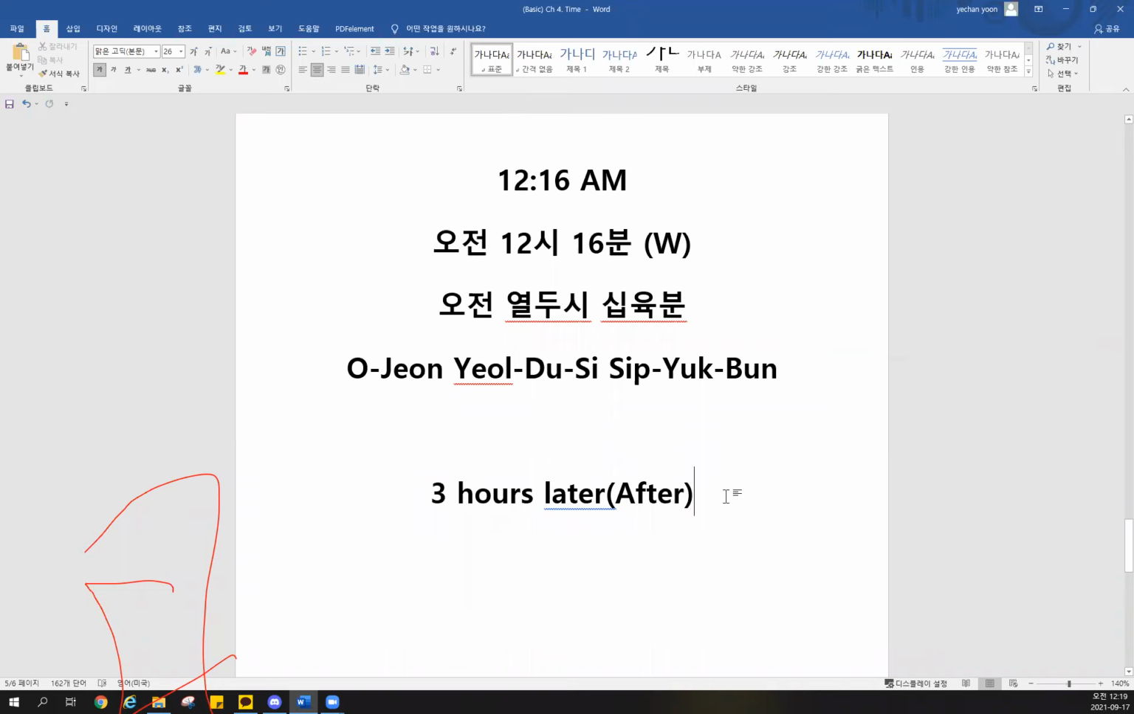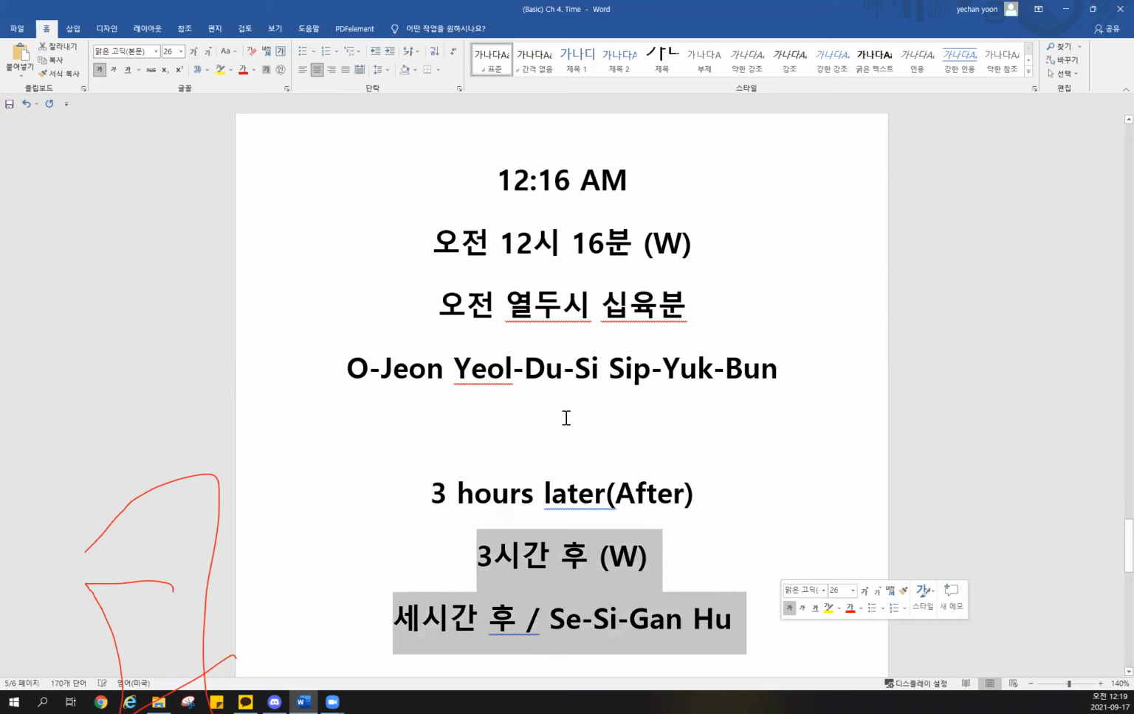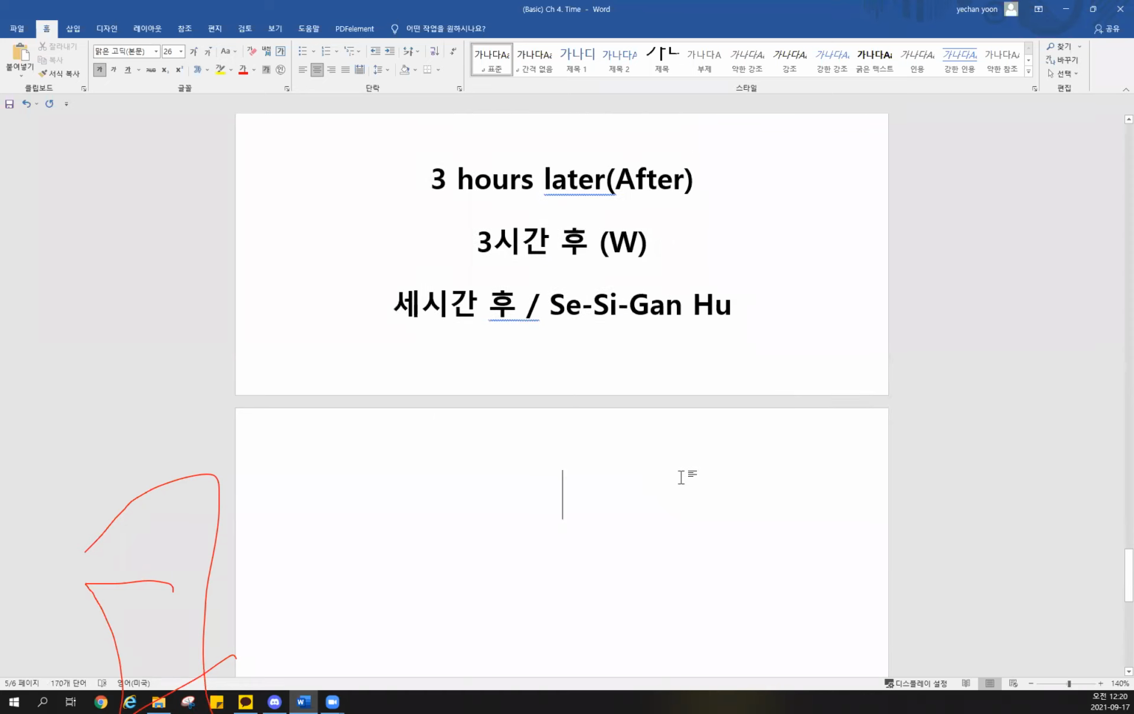Correct, OJ. But can you write it down in Korean? Oh my goodness, Gloria. Perfect. So 3시간 후. This is how you write it. And how do you read it? 3시간 후. This is how you write it, reading and writing "3 hours later" in Korean. Impressive, everyone.